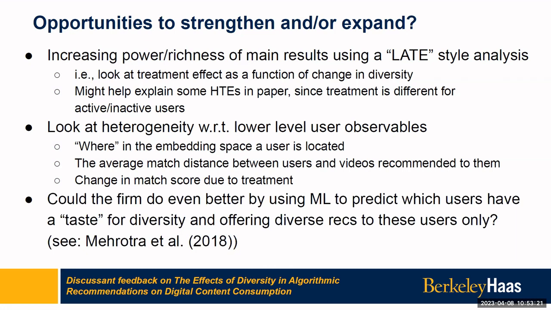And then finally, one thing that I think could be kind of fun, and we've emailed a bit about this, and this might be a different paper, but I just wanted to briefly mention it: reading the paper, I did find myself thinking, insofar as there are some benefits to increasing the diversity of the content that's recommended, could the firm do even better by using machine learning to predict which users have a taste for more diversity, and then customizing the extent to which the window size is increased as a function of that predicted taste for diversity?